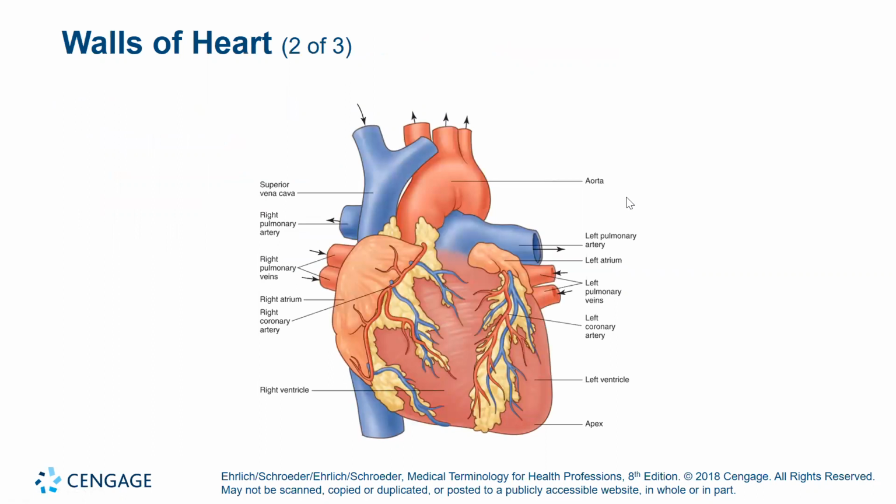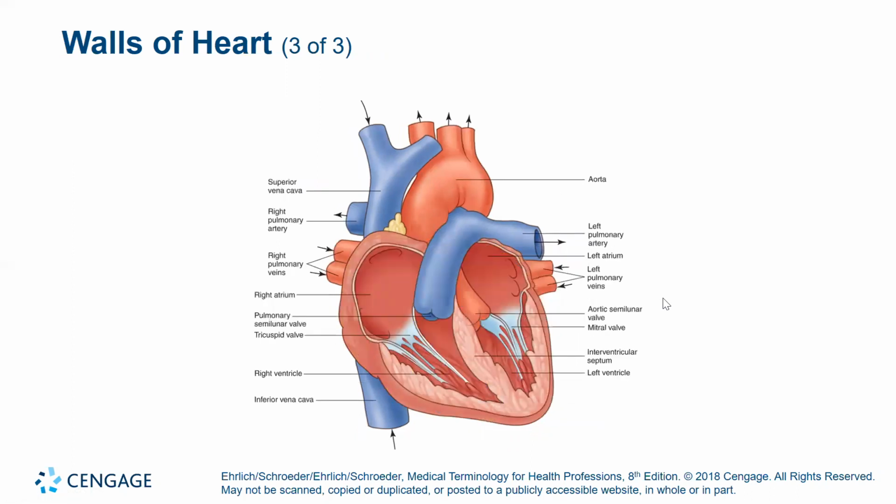Here's a figure. This is the anterior external view of the heart. So you can see where they all are located. And this figure here is an anterior cross-section view of the heart, which is the cross-section where you can see inside the heart. Right ventricle, right atrium, left atrium, left ventricle.